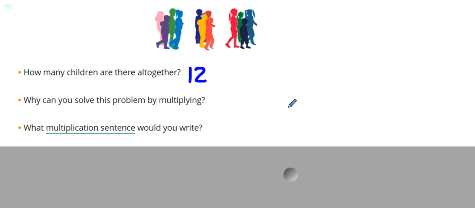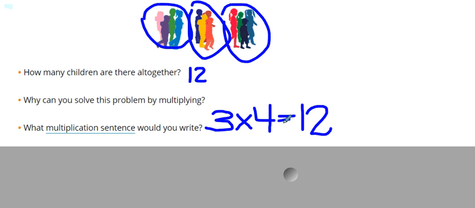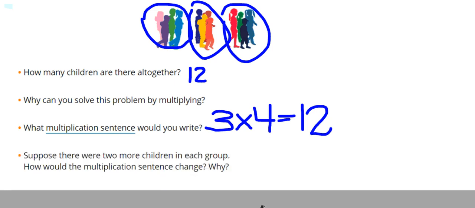I can hear some of you saying it out loud. Well, there are 3 groups. 1, 2, 3. And there are 4 children in each group. So we would say 3 times 4 equals 12. Okay. Now, suppose there were 2 more children in each group. So each one's going to have 2 more added on. How would the multiplication sentence change and why?